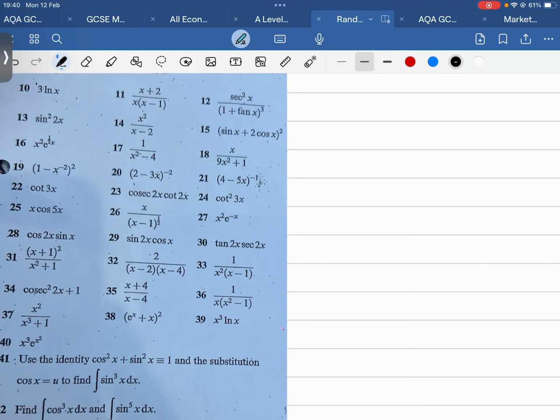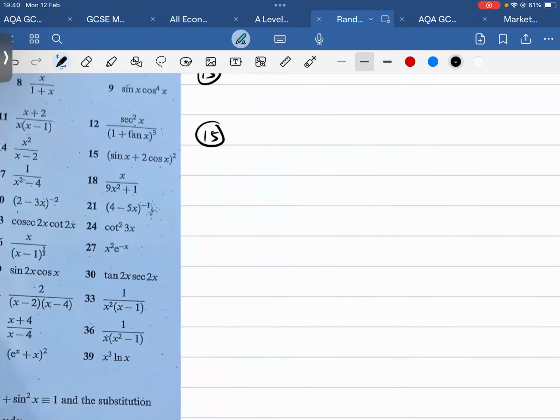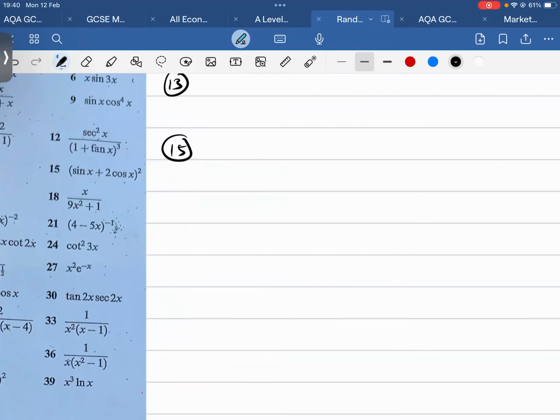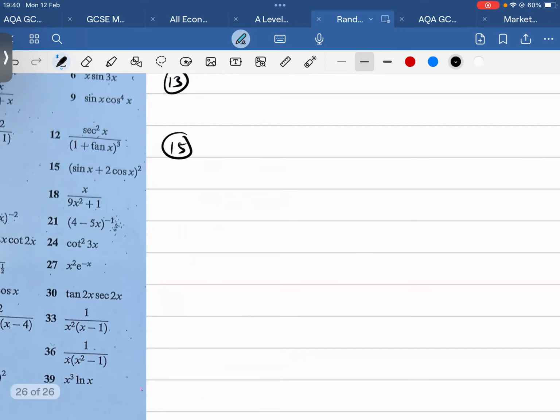Let's do 15 because it's going to go over my point again about the trig thing. If we first start by expanding 15, because otherwise we've got no chance of doing it. So what happens when we expand it? It's sine squared x plus 2 sine x cos x, plus another 2 sine x cos x, plus 2 cos squared x.